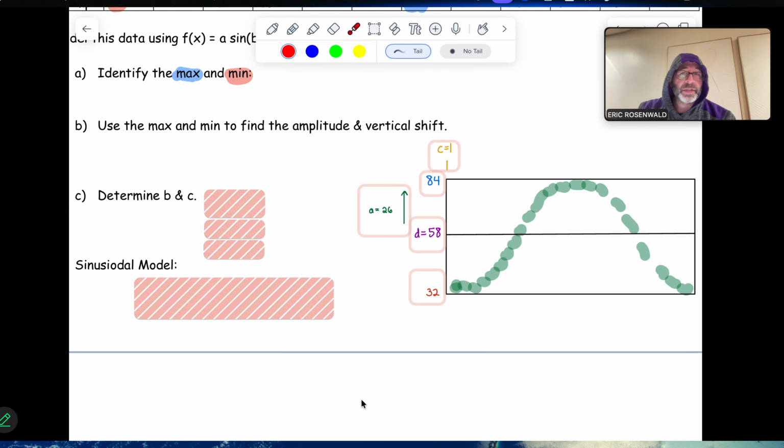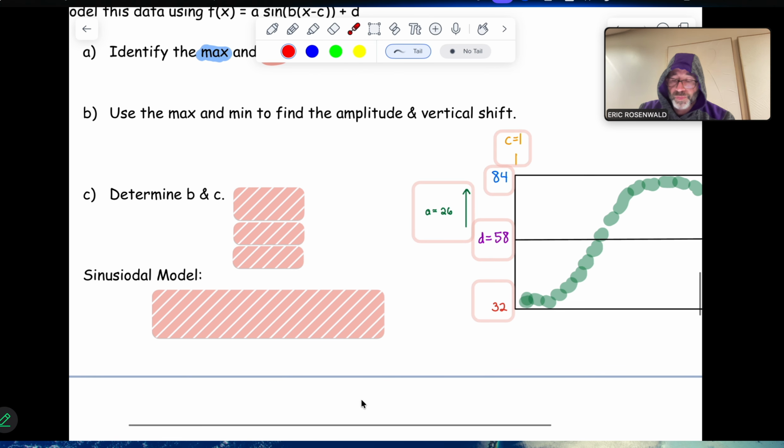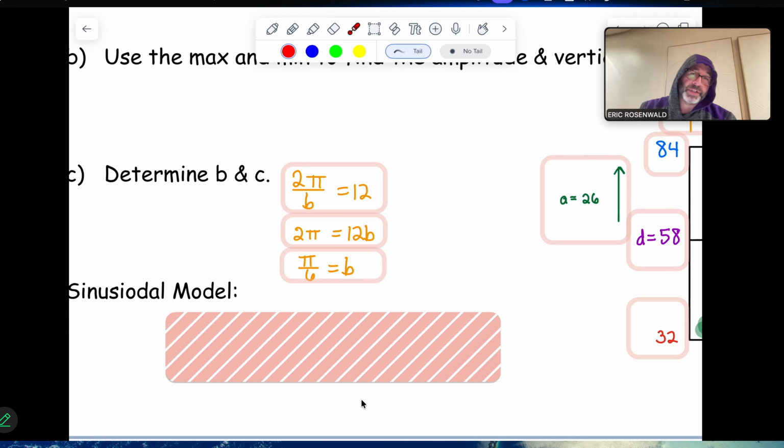Let's determine the period. The period for this, if we look at it, is over the course of 12 months. So let's determine the B value. 2 pi over B is equal to 12. 2 pi is equal to 12b, and that means that we have pi over 6.